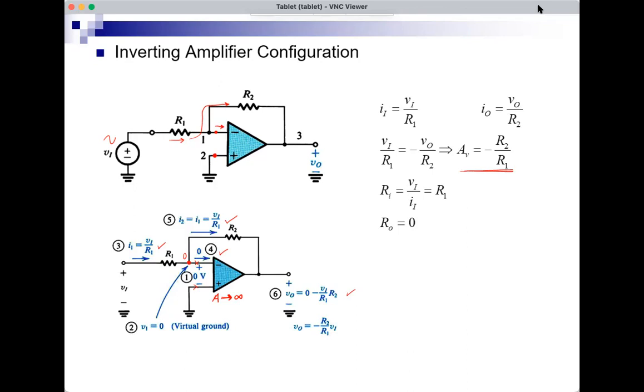That's a very useful, simple, nice circuit. If you want a certain gain, you get an op amp, get two resistors in the right ratio, and you get a nice amplifier with the gain that you need. The input resistance for the whole circuit here, VI over II, would be R1.